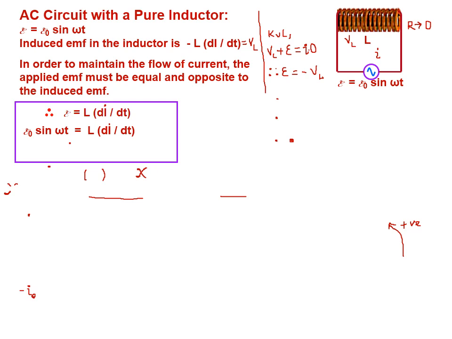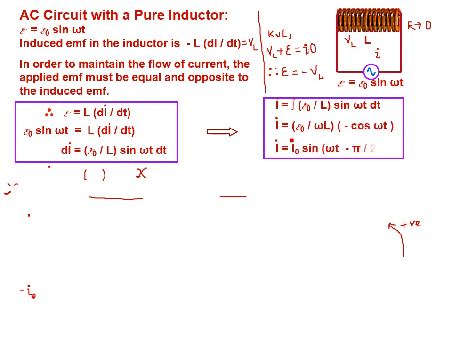Then by Faraday's law, VL would be equal to minus L di by dt. Again by KVL, VL plus E is equal to I into R, and R is equal to 0. So E is equal to minus VL. So what do you get? E is equal to L di by dt, because E is equal to minus VL. By solving it, you get di. Now when you get di, you can also find out I by integrating. Remember, here you are using indefinite integration.